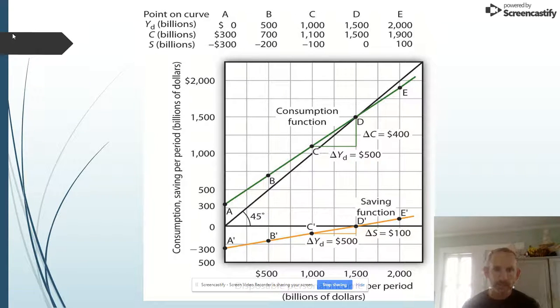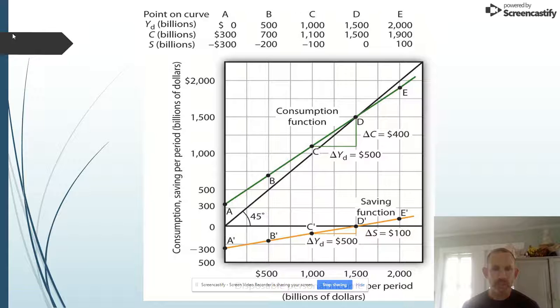The black line at the 45-degree angle is a line where your consumption equals your income. So anywhere on the black line, that means that people on average are spending everything that they're making. The consumption function has a positive slope, as that should make sense. That's basically saying that as people get more disposable income, they're going to spend more in consumption. So that makes sense.